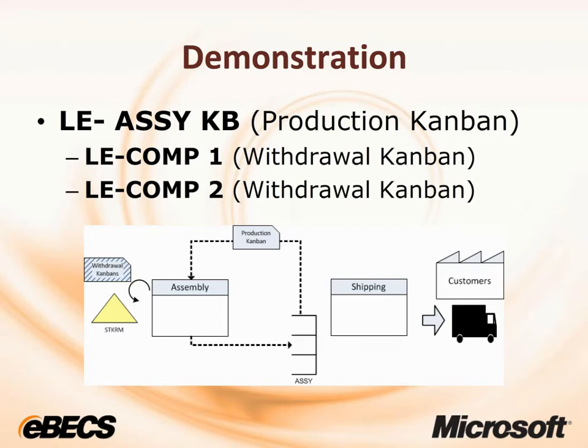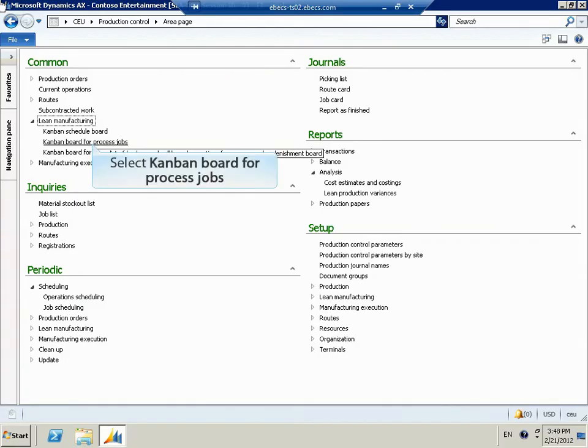And we're going to be pulling the components, component 1 and component 2, from the stock room to the line side right by the assembly work cell using a withdraw Kanban. In AX, the first thing we're going to do is go to the Kanban board for process jobs. So what you'll notice in AX 2012 is standard Lean is sitting within the production control module. And there are several Lean manufacturing menu items throughout. So the common forms under Lean manufacturing, we're going to start with the Kanban board for process jobs.